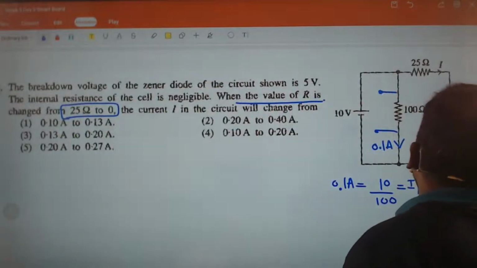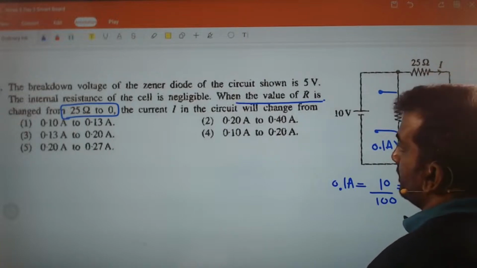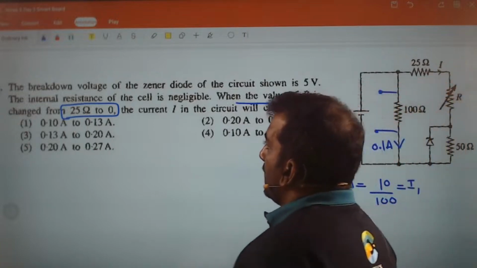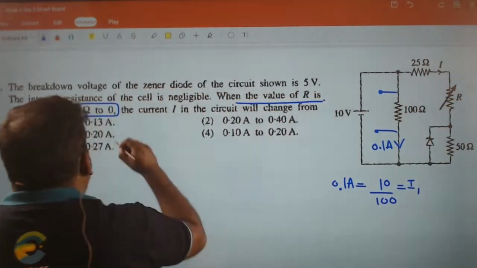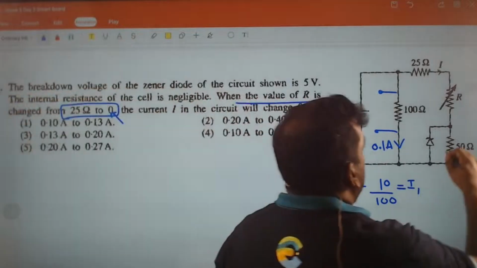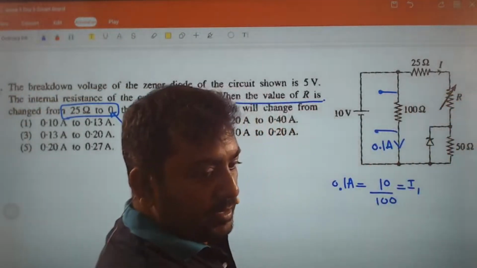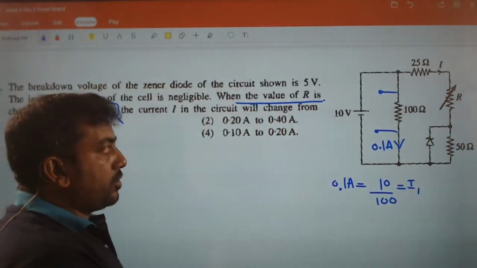Look at the diagram carefully. Here resistance 25 means here 50. So the best approach is to start from resistance 0. If the resistance is 0, look carefully.